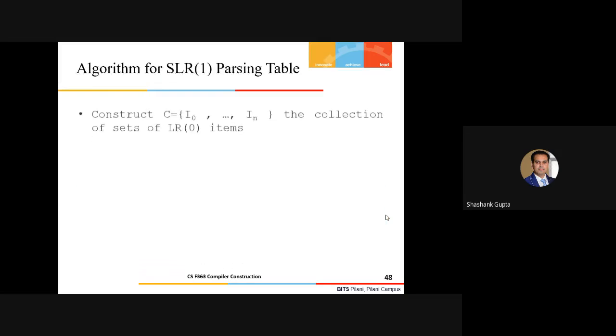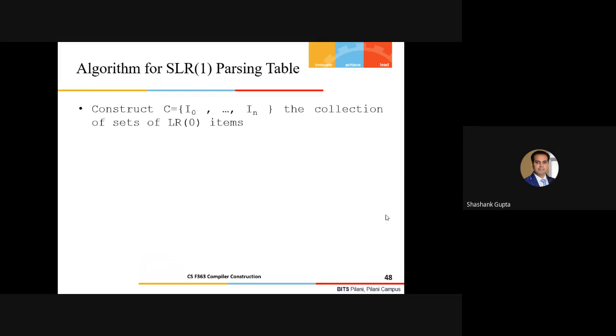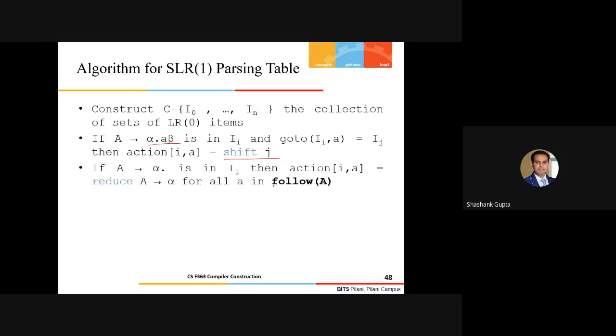Fine, guys. So let us see quickly the algorithm for it. It is the same algorithm: construct the items, and perform the shift operations corresponding to these items, with just a small change. Whenever your LR0 item is A deriving alpha dot, then your action for a certain state and a certain input symbol is reduce by this production only if the input symbol is in the follow of A. This is the only thing.